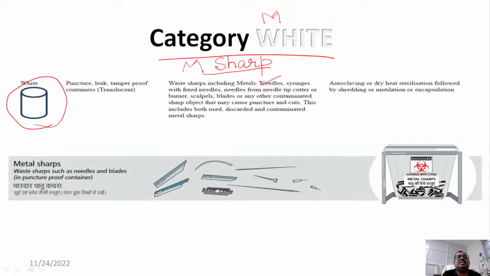Which include needles, syringes with fixed needle, needles and needle from the needle tip cutter or burner, scalpel, blades or any other contaminated sharp object which may cause puncture and cut, and this included both used, discarded and contaminated metal sharps. So these were under categories, and the permanent treatment option included autoclaving and or dry heat sterilization followed by shredding and mutilation and encapsulation. So these waste were in white category.